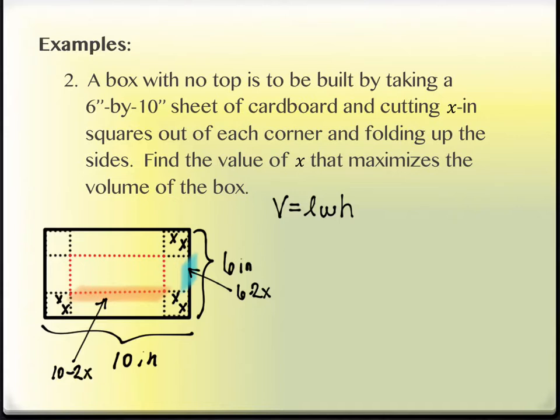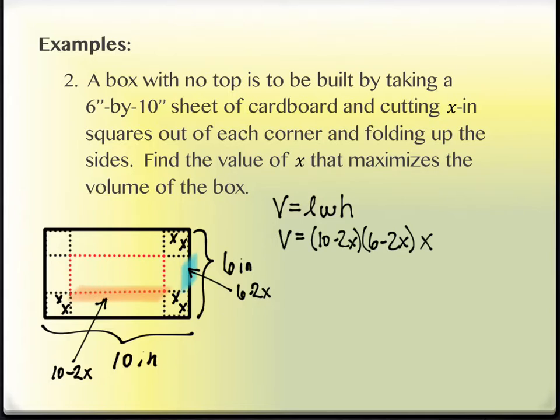What's the height of my box? It's x, right? Because it folded up, and that's exactly the height that gets folded up. So over here, I have my length, which is 10 minus 2x, my width, which is 6 minus 2x, and my height, which is x, and lo and behold, I have an equation with one variable on the right-hand side, right? Volume is in terms of only the variable x.